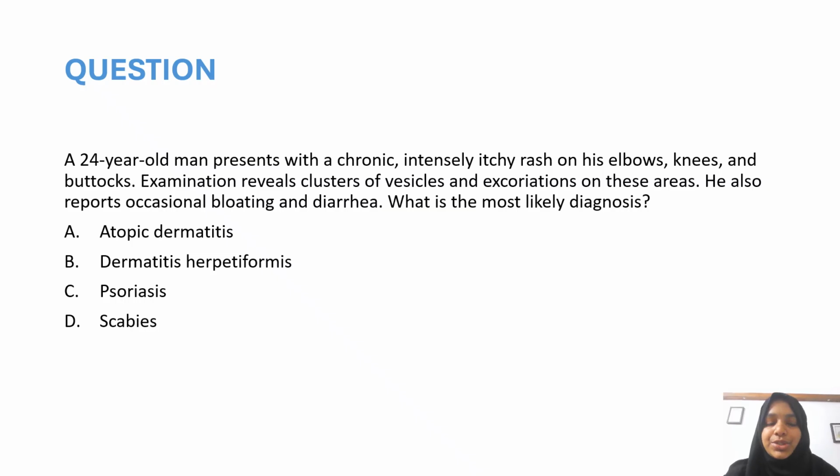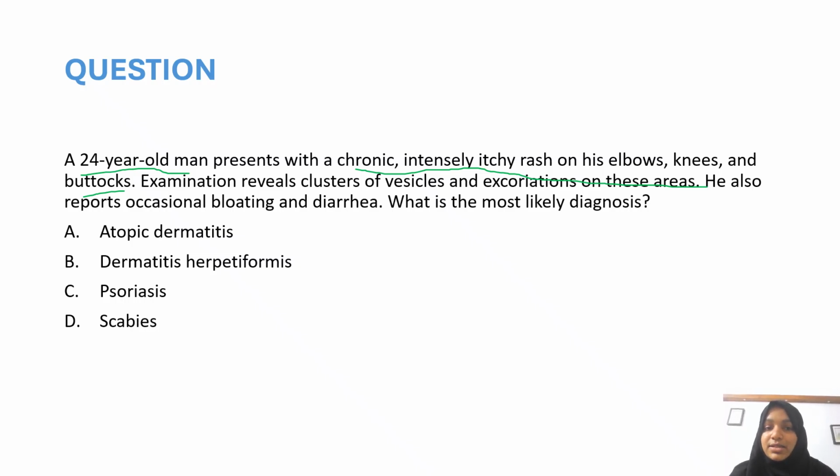Now we'll see another question, and how do we go about solving that. A 24-year-old man presents with chronic intensely itchy rash on his elbows, knees, and buttocks. So in dermatology, what are all important? The age group is important. The description of the lesion, whether it's itchy, whether it's scaly, whether it's plaque, macule, that description is important. The distribution is important, like whether it's on the extensor surface and exposed areas, on the flexors, that is important. Any other aggravating factors like photosensitivity, that is important. That will help you to come to a diagnosis.